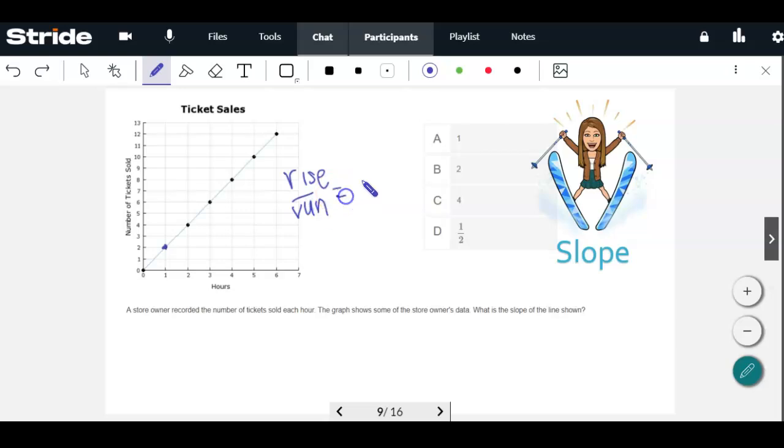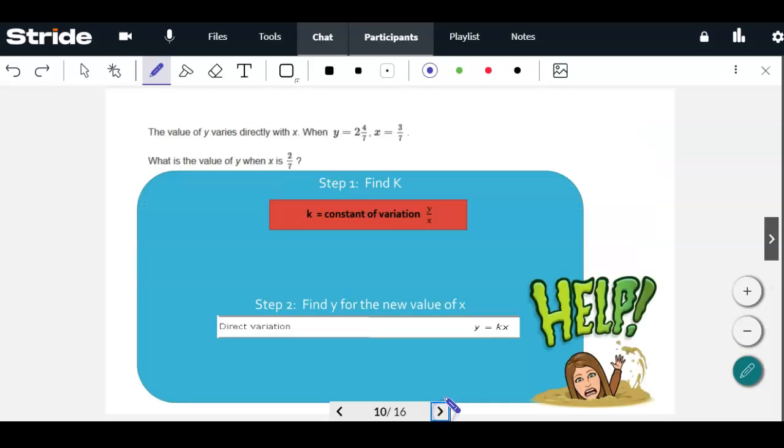Okay, it goes up 2 over 1, and that simplifies to 2. You can also do that as y over x, because it's proportional, goes through the origin. My y value at this point is 2, my x value is 1. Slope. So the value of y varies directly with x.